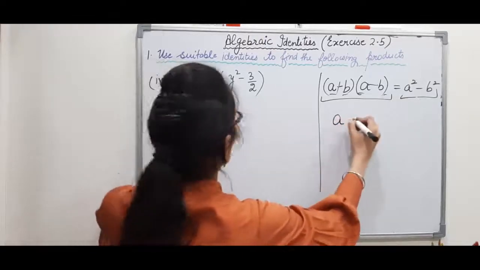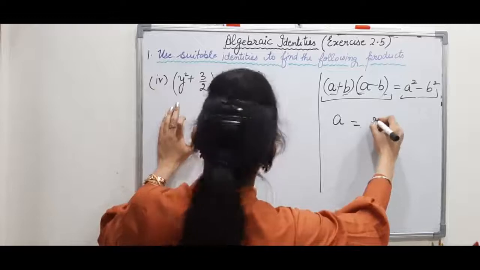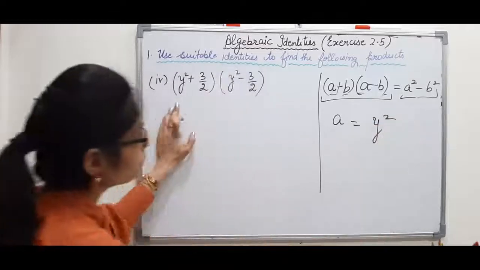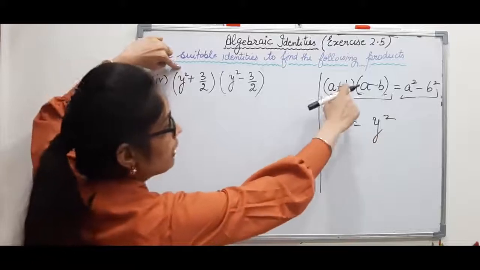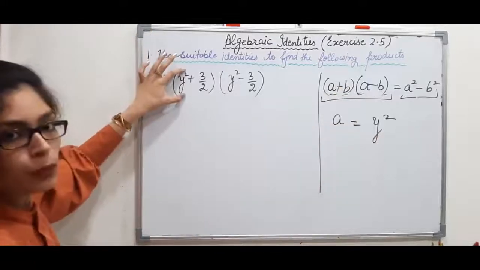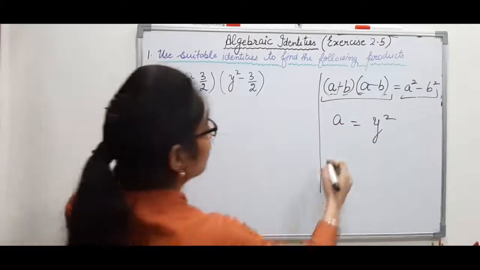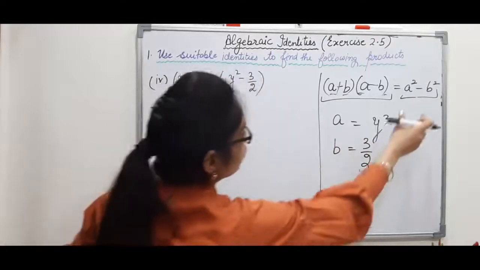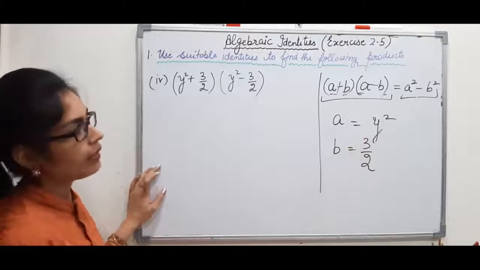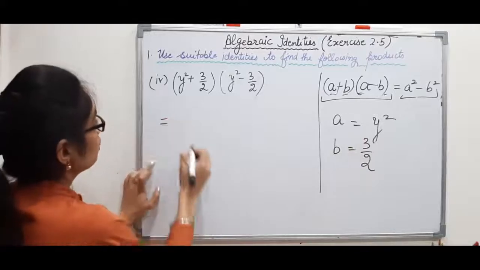So a here is equal to y square. See, square is also there. This is a plus b. So a is y square, and b is equal to 3 by 2. Now we have to use this expression directly. We can substitute the values.